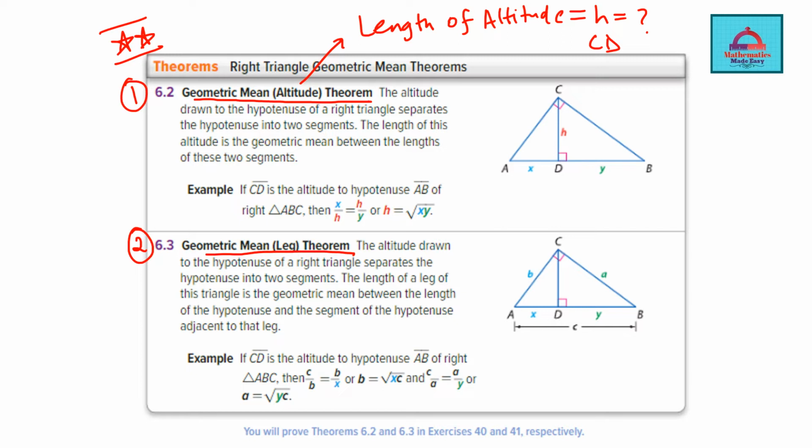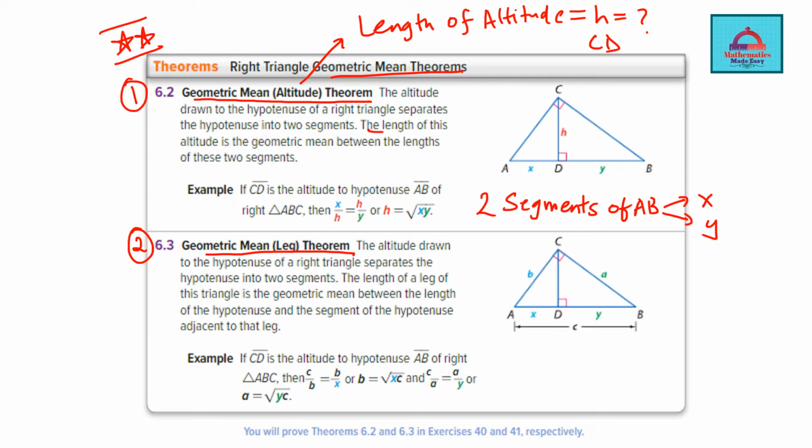So let's understand the altitude theorem first, and because these are geometric mean theorems, we are going to use the formula for geometric mean, which is the square root of the product. The altitude drawn to the hypotenuse of a right triangle separates the hypotenuse into two segments. You can see this is the right triangle ABC, CD is the altitude. It is from the right angle to the hypotenuse AB, and it divides it into two parts, x and y. These are the two segments of hypotenuse AB. One is x, one is y, and both are different in length.